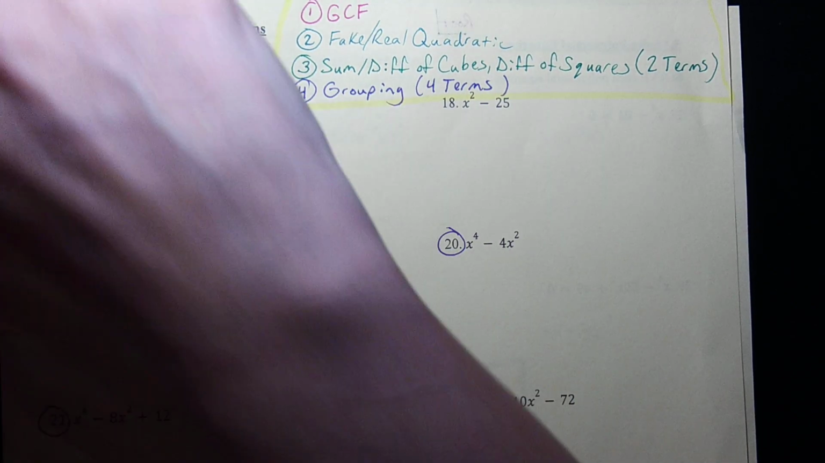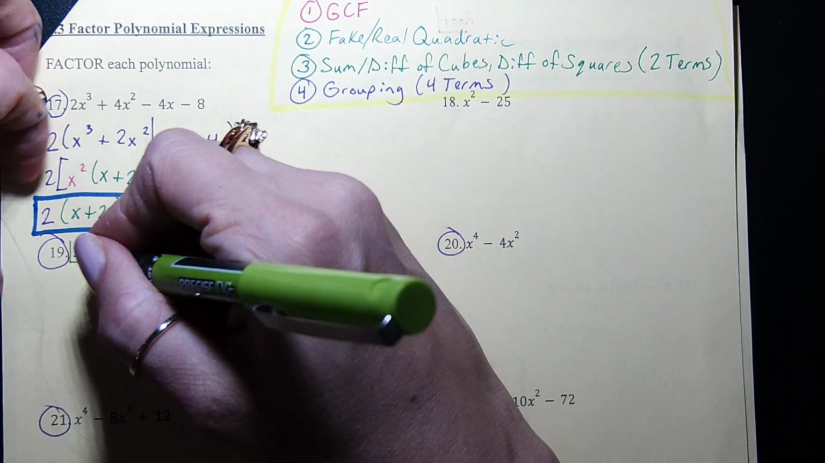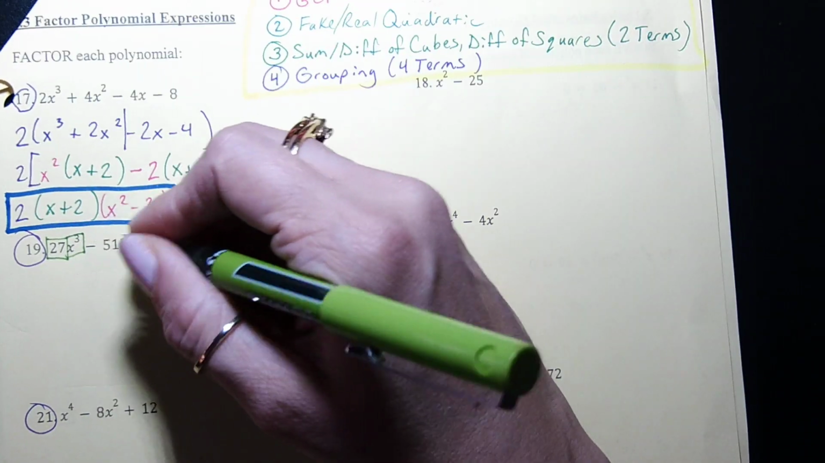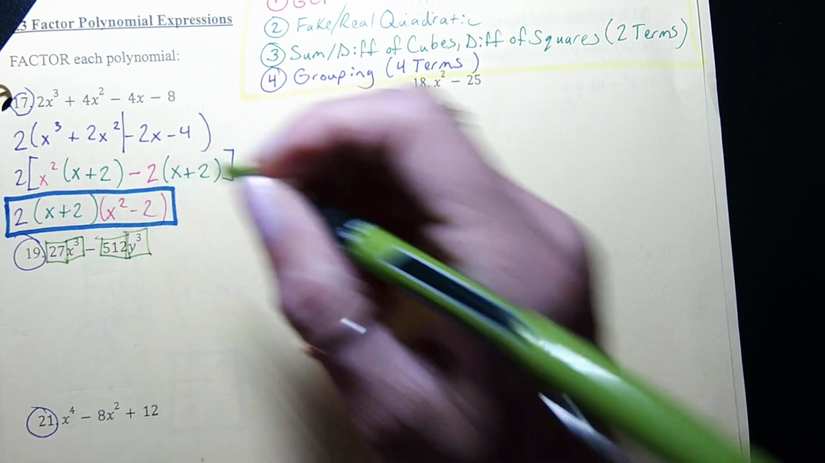So 27 is a perfect cube. X cubed is a perfect cube. 512 is a perfect cube, and y cubed is a perfect cube.